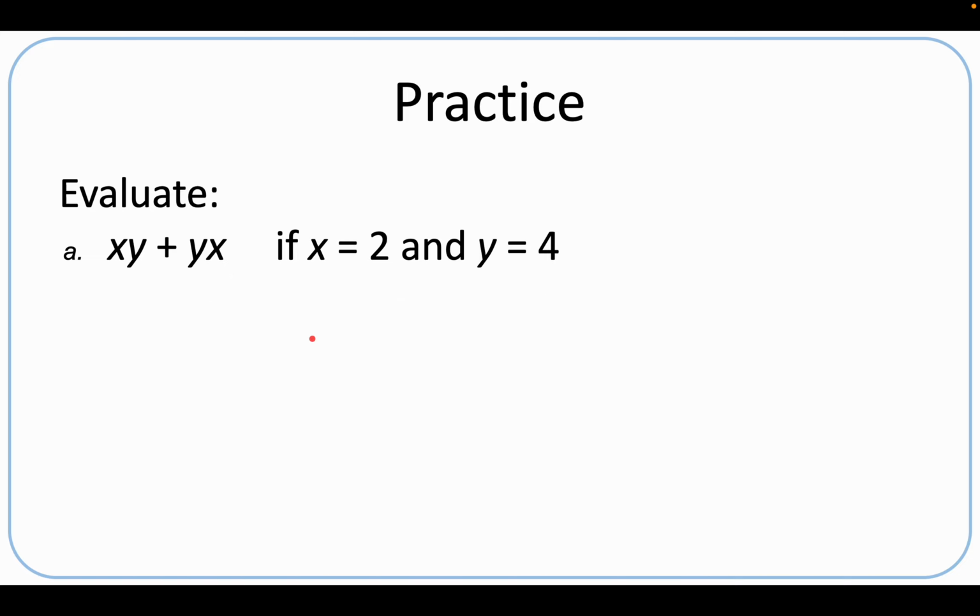Okay, first one. x times y plus y times x. So we're going to do our multiplication first and then our addition. And this is when x equals 2 and y equals 4. So I won't write all this out, but we could just say 2 times 4 is 8, and plus 4 times 2, which is also 8, so 16.